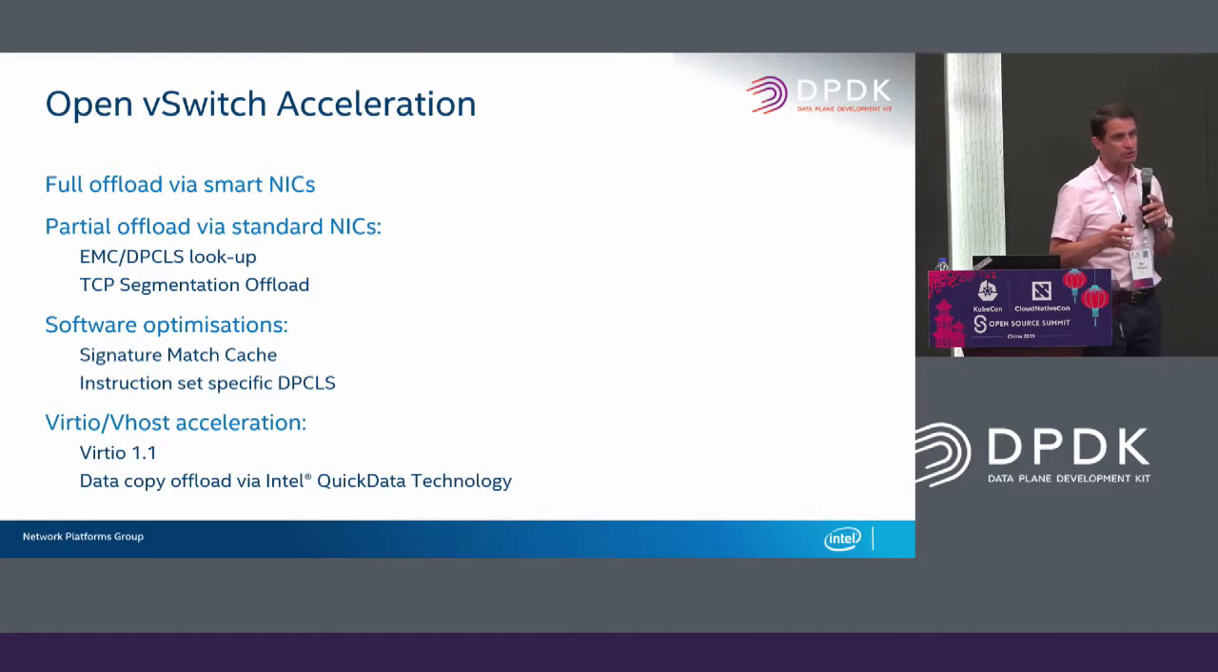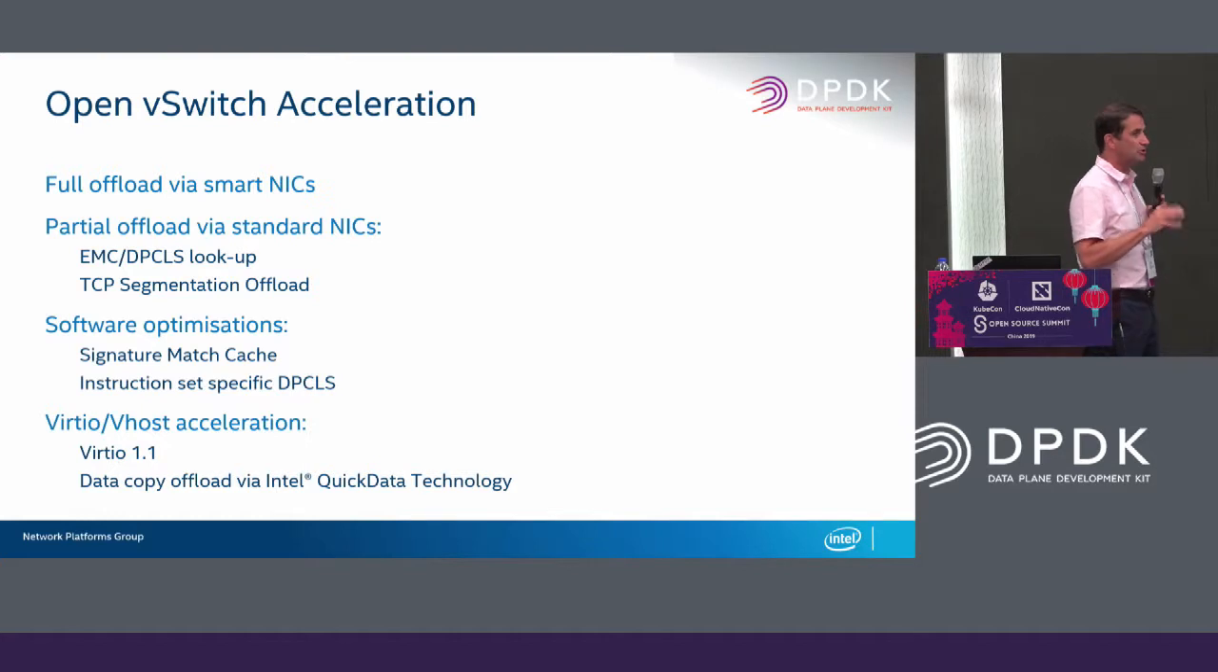There's a couple of things we're doing in terms of software optimization. The signature match cache went into OVS 2.10 as an experimental feature. I'll talk a little bit about that. Another thing we're looking at, I don't have a slide on it, is instruction set specific classification routines.